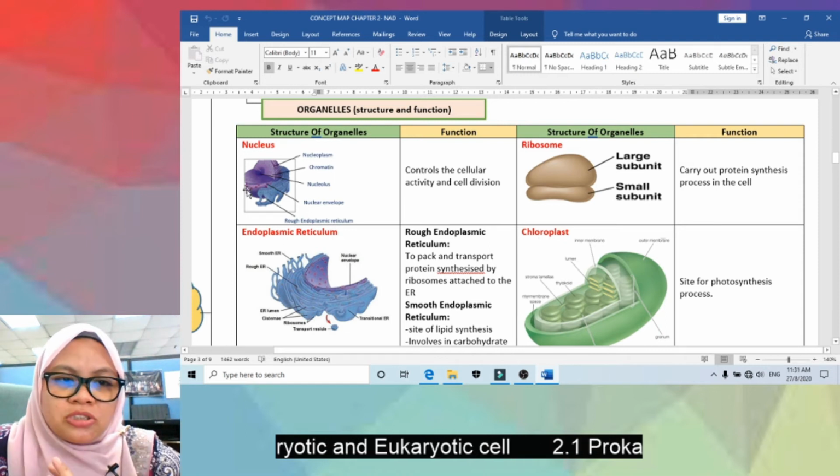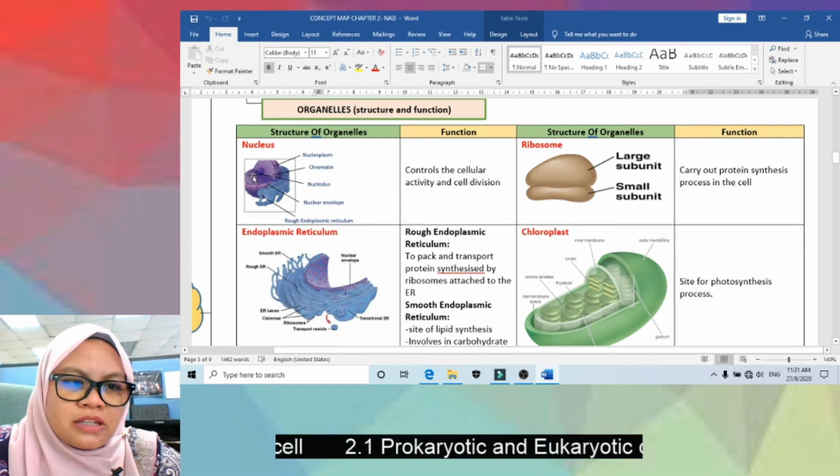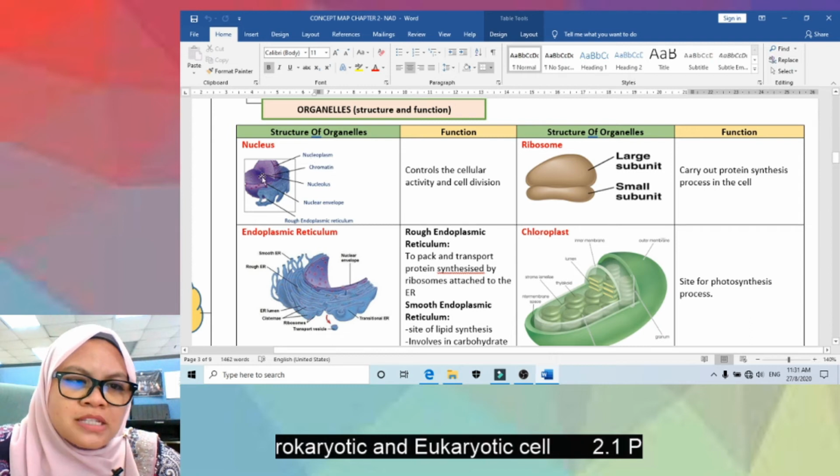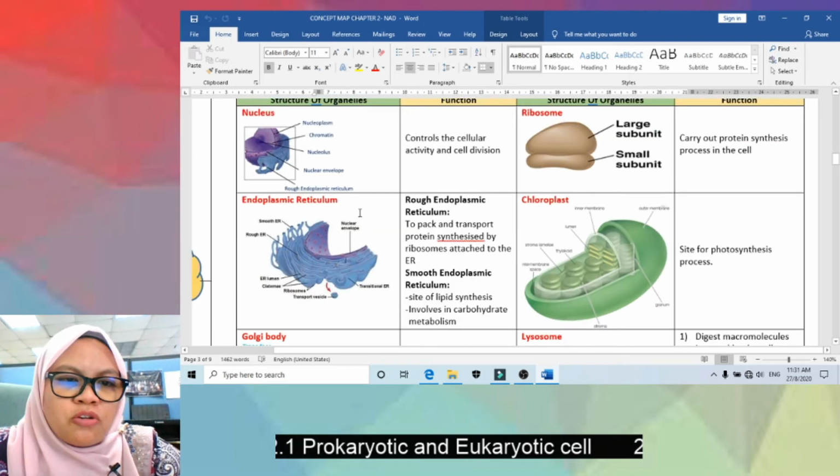dia punya structure lah. So for the nucleus, you can see that the outer layer is called the nuclear envelope, and then this area, like cytoplasm, we call it nucleoplasm, and at the center, this is the nucleolus. Okay. And then, as you know, the function of the nucleus is to control the cellular activity and the cell division. Then endoplasmic reticulum. Okay, this is the structure.